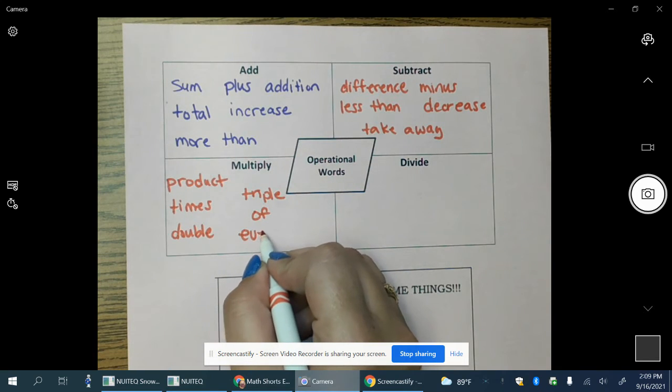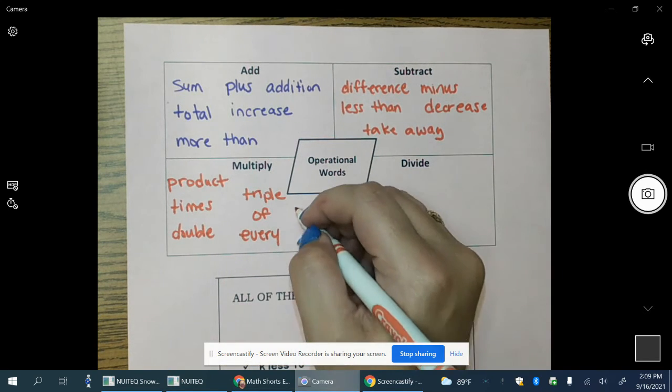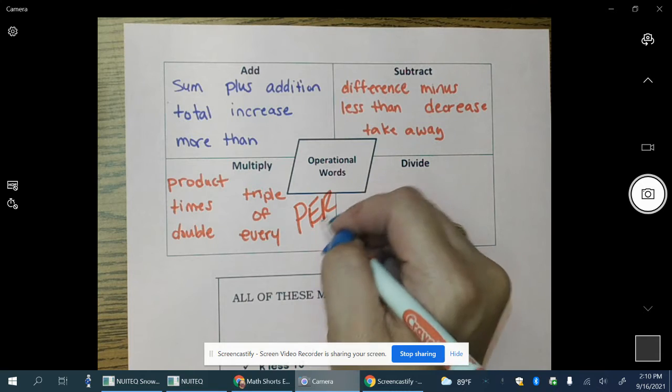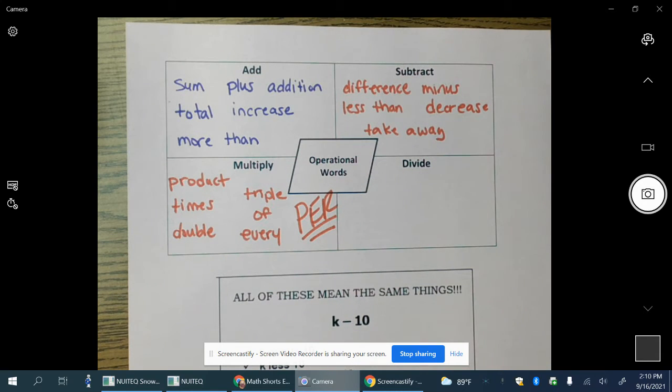Every. The most important one that we're going to see a lot is called per. It's $6 per ticket. You made 5 serves per game. You blocked 5 whatever. Okay?